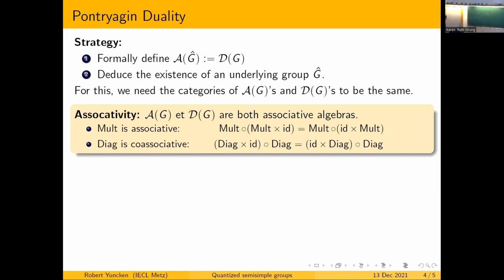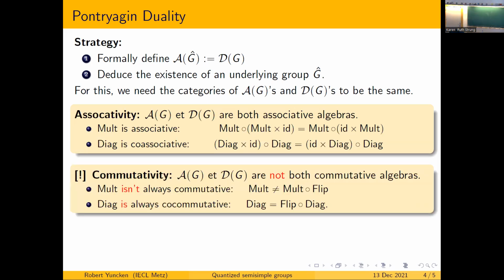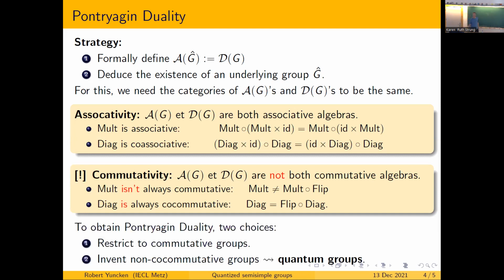On the other hand, as you are no doubt expecting, commutativity is not the same. So while multiplication isn't always commutative, the diagonal embedding is always co-commutative. You always get GG. If you flip GG, you still get GG. Nothing non-commutative or non-co-commutative can happen. And this is why Poincare duality doesn't work for non-abelian groups. So if you want to have Poincare duality, you've got two options. Either you restrict your attention to the abelian groups.